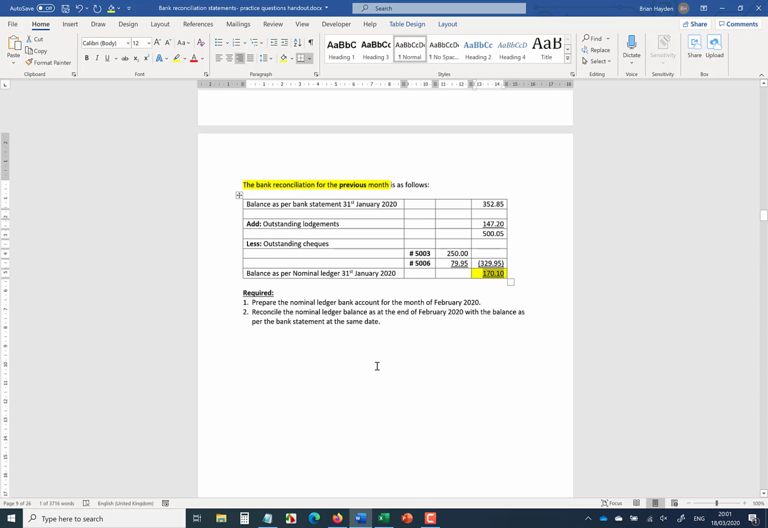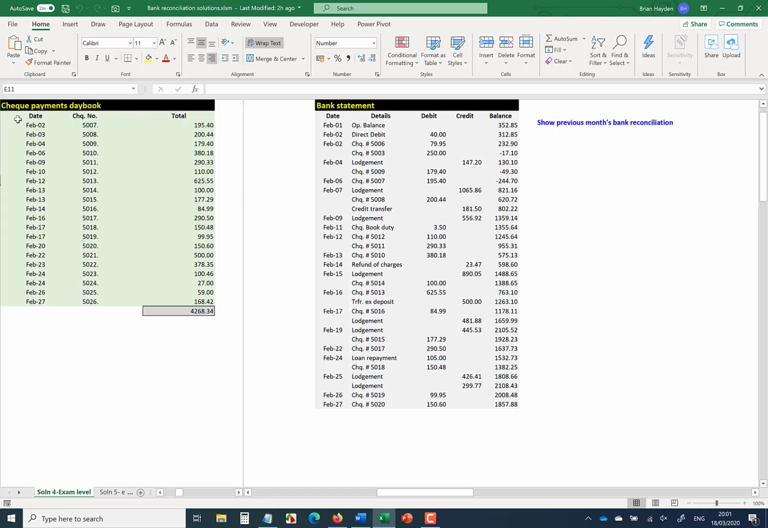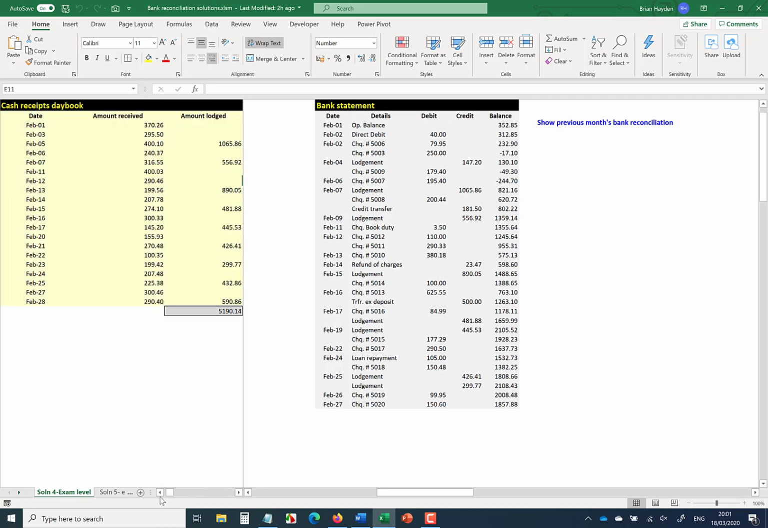On my solution, I've just copied out the cash receipts day book. You can see there's my 5,190.14. I've also got the bank statement here, there's my 1,857.88. And I've separately got the check payments day book with my total payments. What I'm going to do is the marking off process. The process here is to look at the content of the cash receipts day book and compare it against the lodgements appearing on the statement.